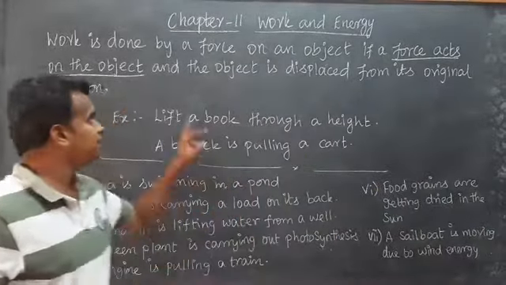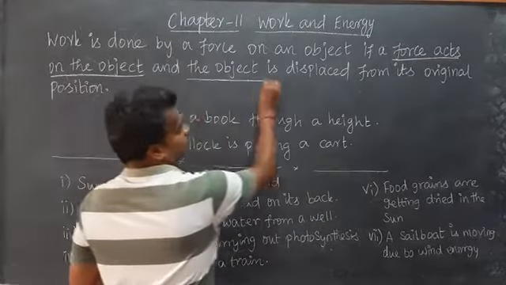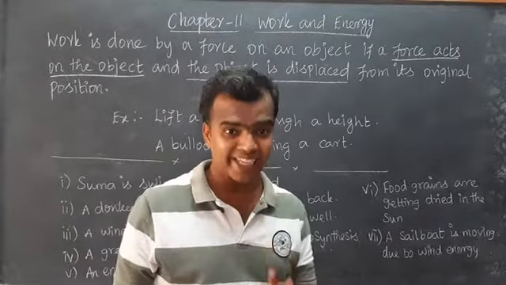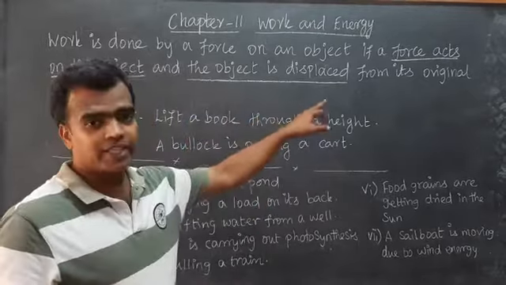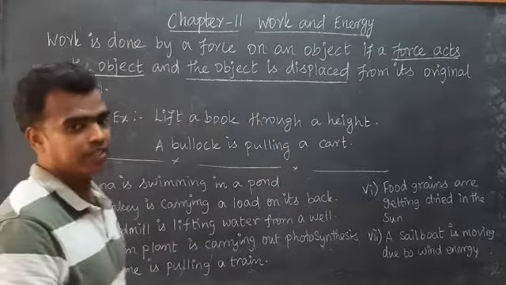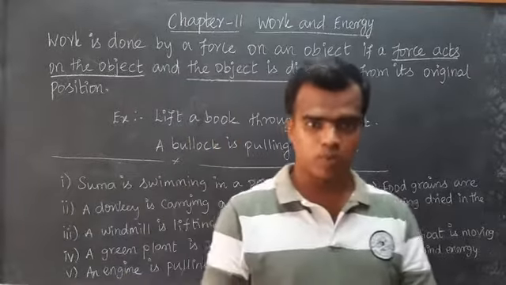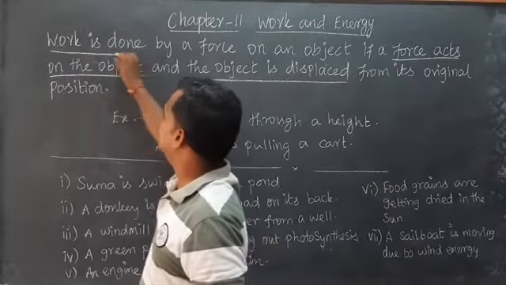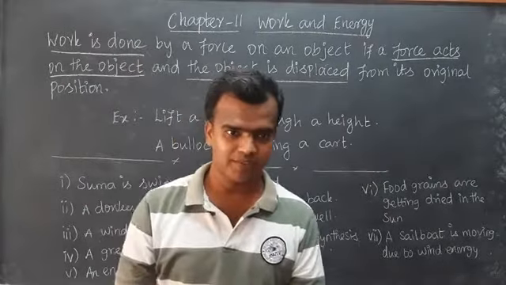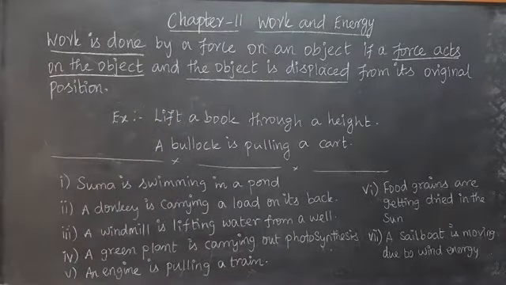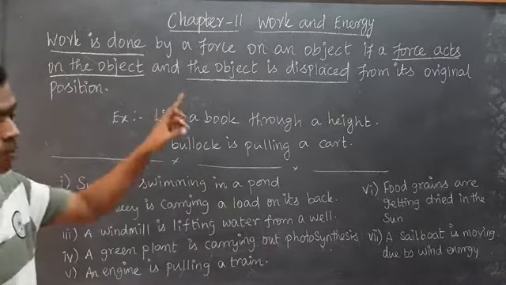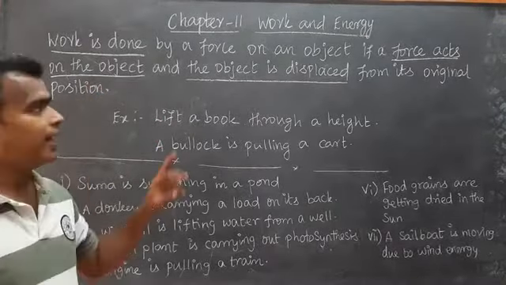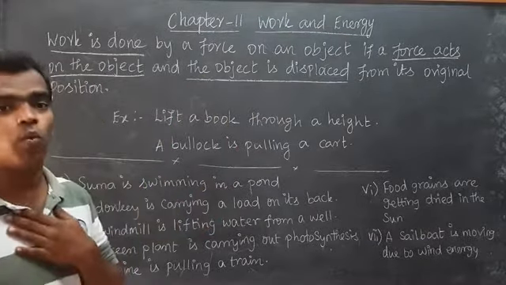That is the first condition. The second condition is that the object is displaced from its original position. If the two conditions are obeyed, then we can say that work is done. So the definition of work: work is done by a force on an object if a force acts on the object and the object is displaced from its original position.